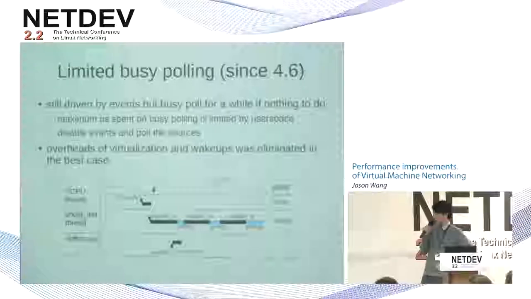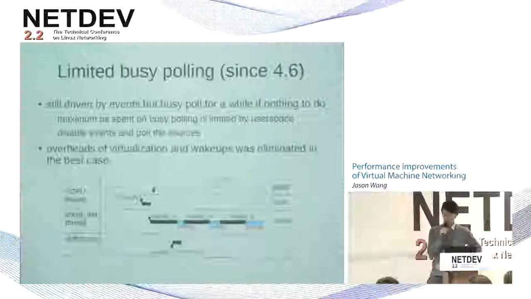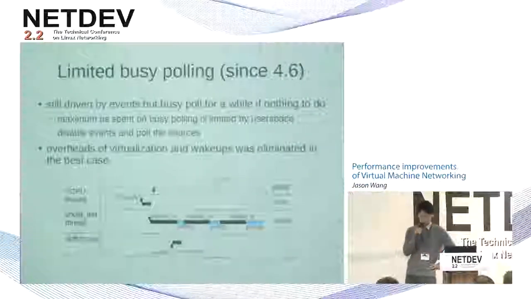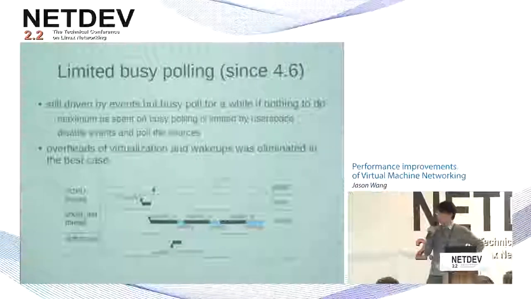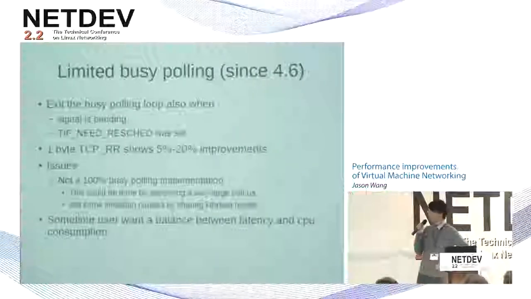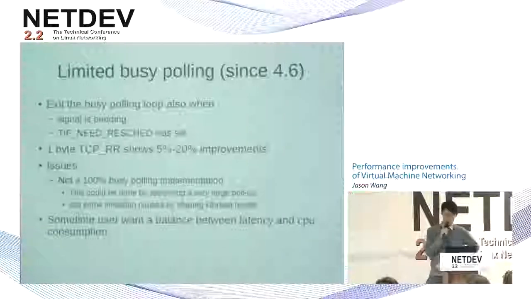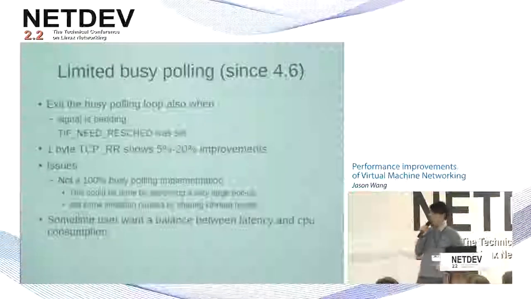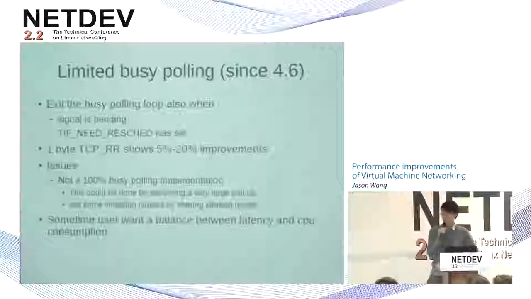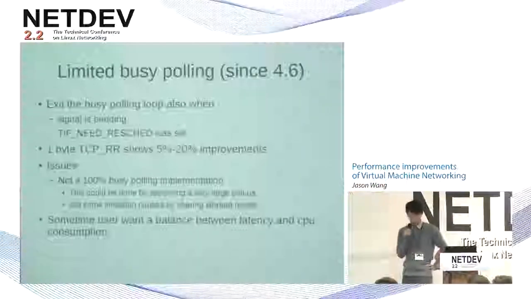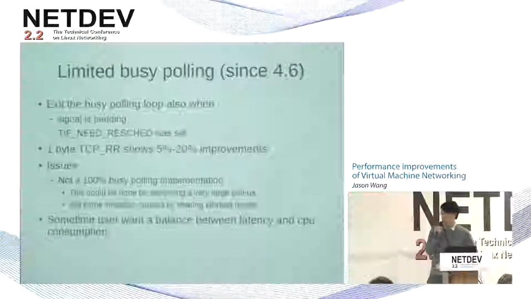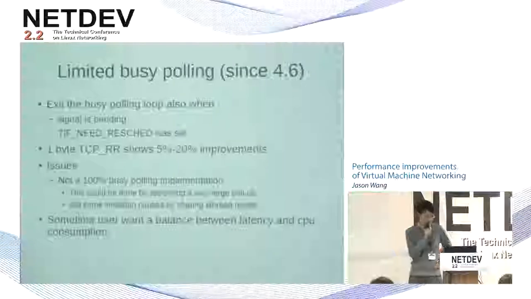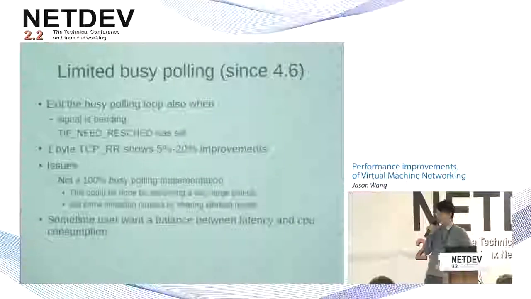So during polling, we will need to disable all the event sources. Instead of waiting for them to happen, we will try to poll them. And we will also try to exit the busy polling if there's a signal pending or a high priority process becomes runnable on the same processor. In the micro benchmark, we can see about 5 to 20% of improvement, and it has some limitations.